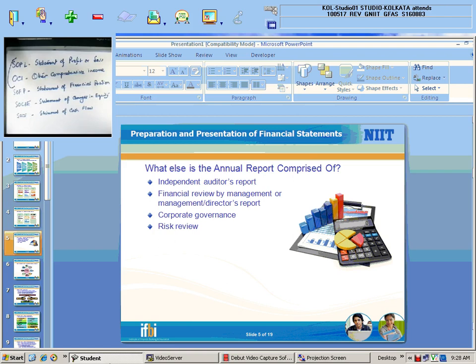Then we have financial review by the management or director's report. This is a separate report given by the management or the director. It basically tells about the past performance of the business and the future direction in which the business will move.